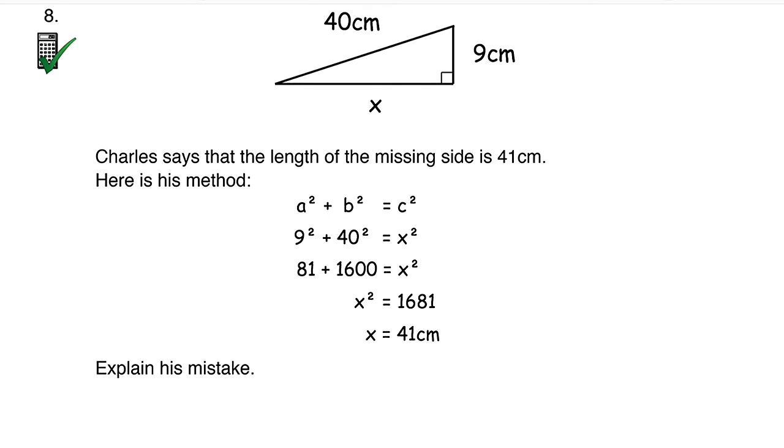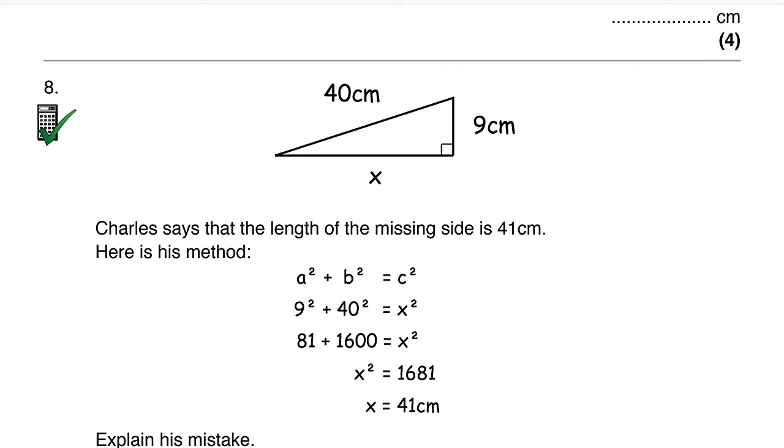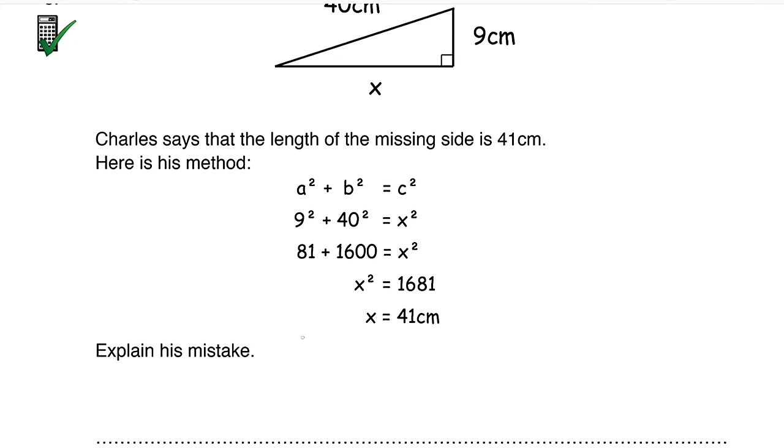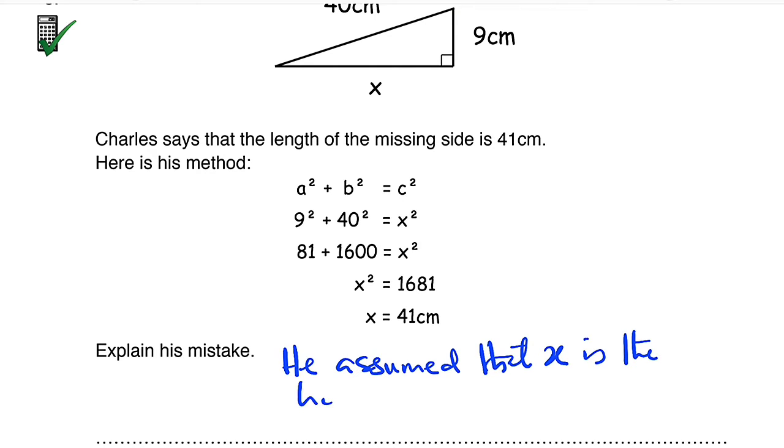So we are asked to explain the mistake. The mistake this person Charles makes here is he assumed that this is the hypotenuse, which is very wrong. But this is supposed to be the hypotenuse. So we are asked to explain, not to work it out. He assumed that x is the hypotenuse, which is not.